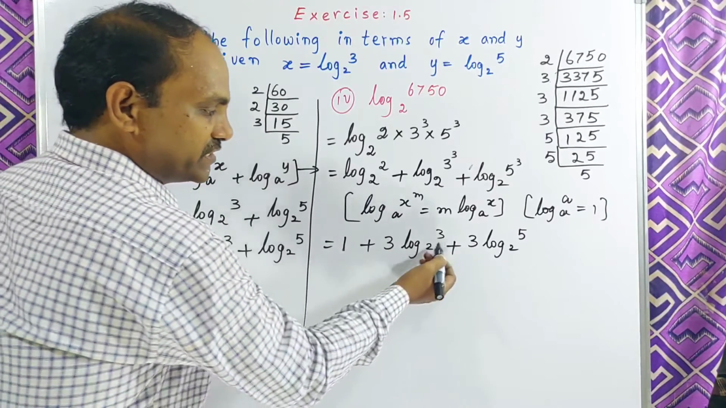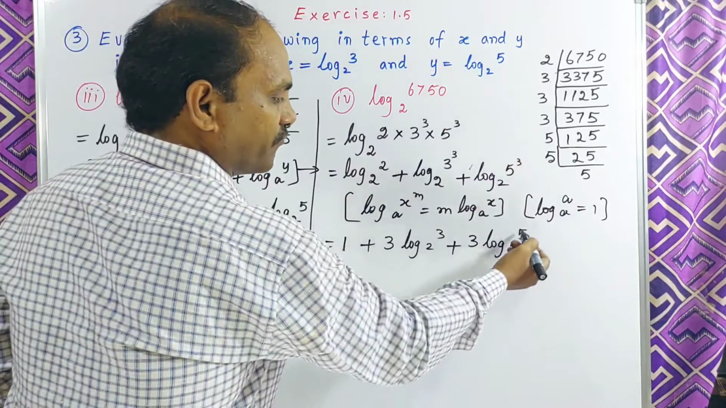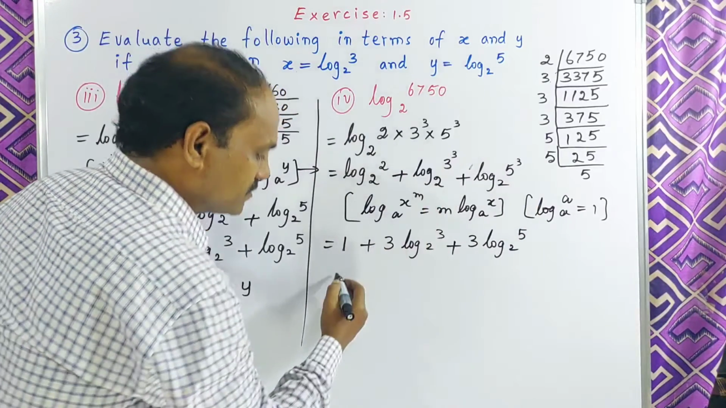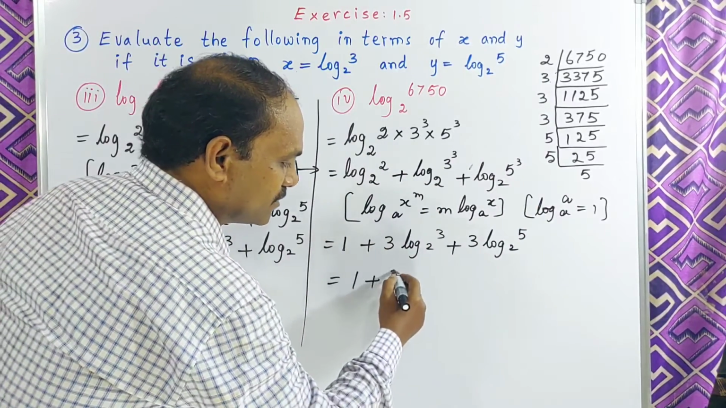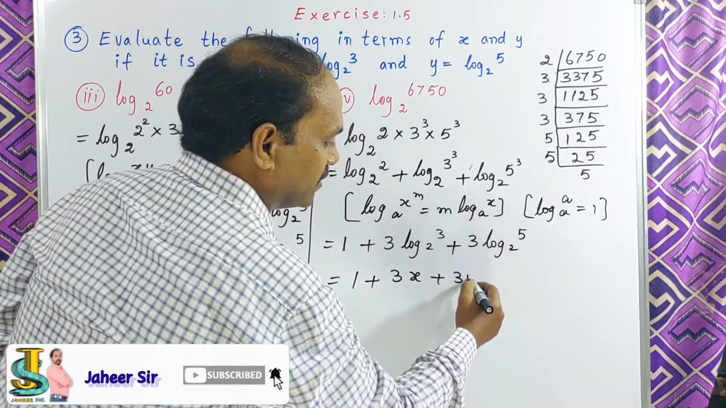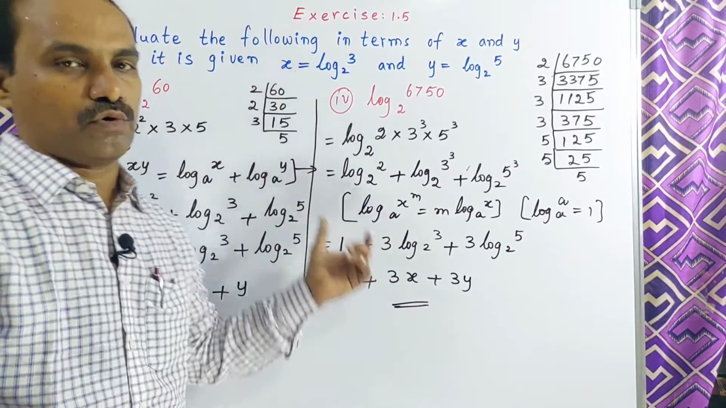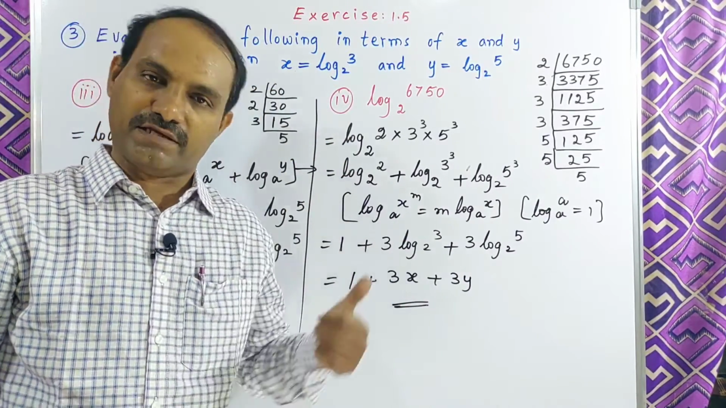Okay, substitute these values: log 3 to the base 2 value is x, log 5 to the base 2 value is y. So 1 plus 3x plus 3y, this one is our answer. This is the third Roman. Okay, is it understood?